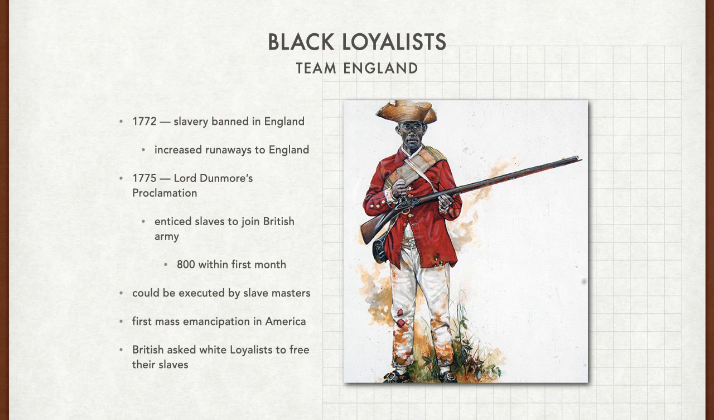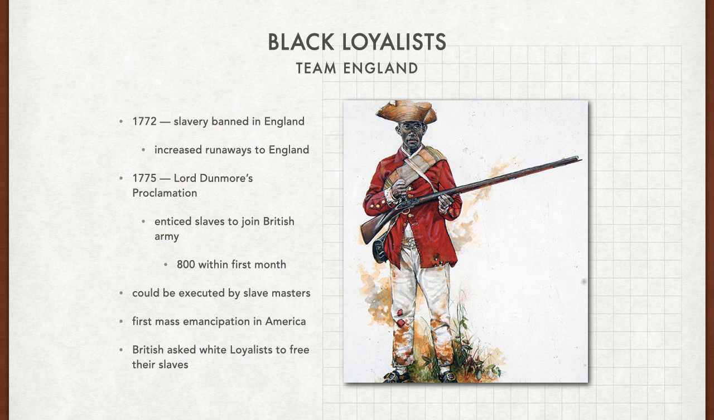In retaliation, Virginia slave owners promised to execute any slave that ran away, also telling their slaves that the British proclamation was a lie and that they actually intended to sell them to sugar plantations in the West Indies. So the Virginians basically lied to them and said, oh, this isn't true, you gotta stay here, blah, blah, blah, right?